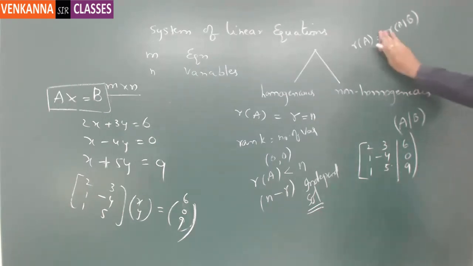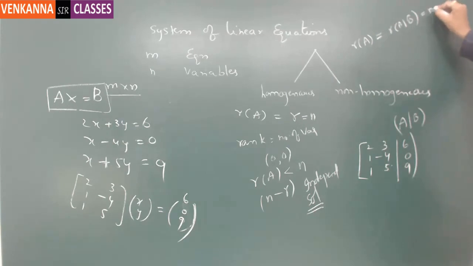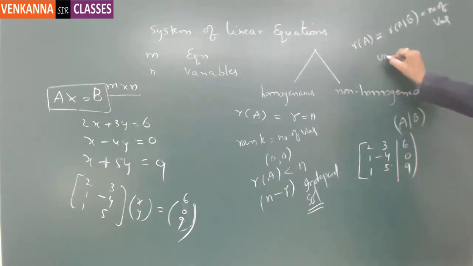So consider the case rank of A is equal to rank of A|B. If this value is equal to the number of variables, then we say that the system will have only a unique solution. That means x, y, z, you will find only one solution for it. Exactly one solution will be there for the given system.